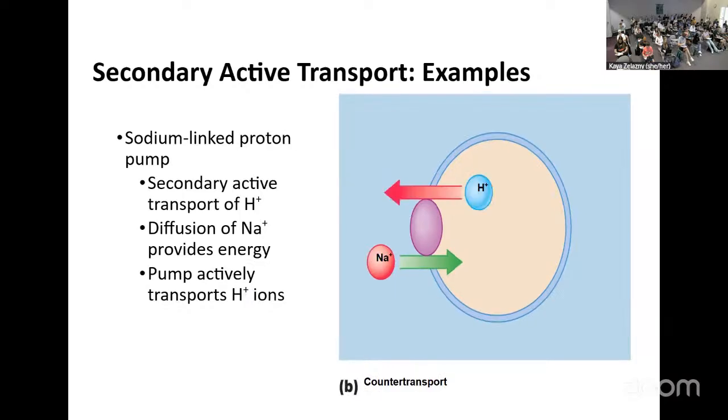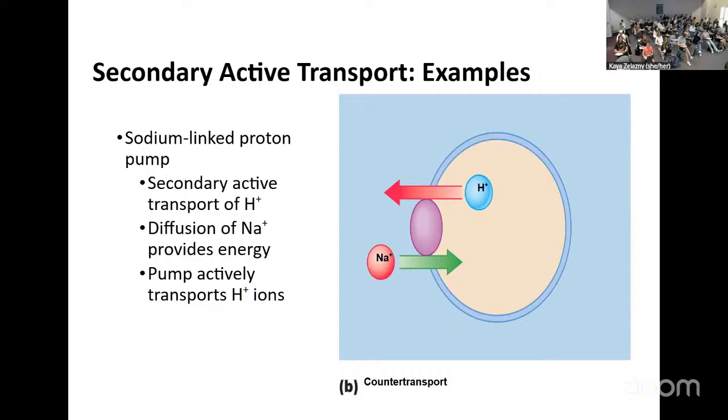So here's an example of counter transport. So this is when our two molecules, our two substances, are moving in opposite directions. It's still an example of secondary active transport though. So as you're identifying this, one thing you're looking at is, I see two things moving. I should think about why that is. Well, let me identify the directions here.